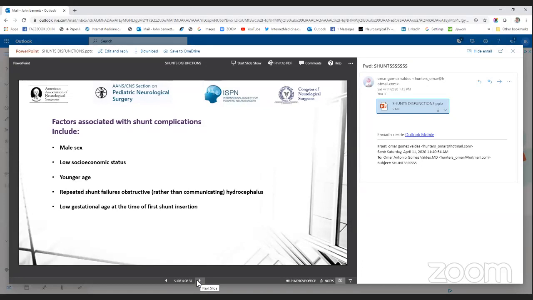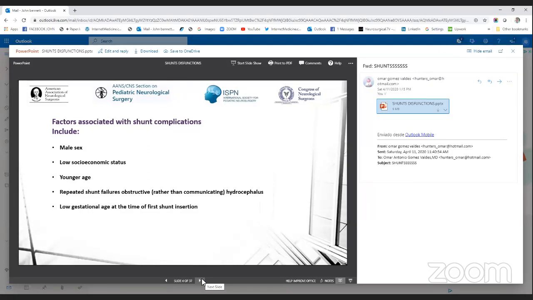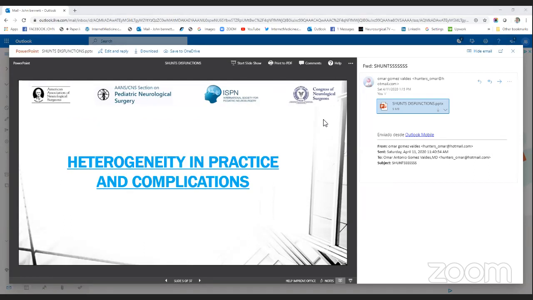Well, in the pediatric population, the other one, please, John. The factors that are associated with shunt complications: male sex is more likely to present this, and also low socioeconomic status, younger age, like the newborn, repeated shunt failures of obstructive type, and low gestational age at the time of the first shunt insertion. Next, please.